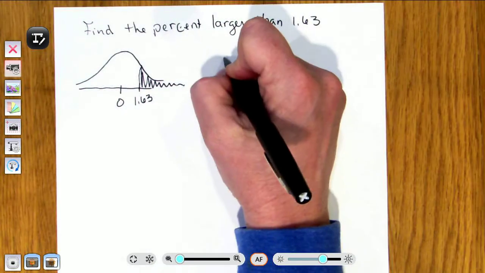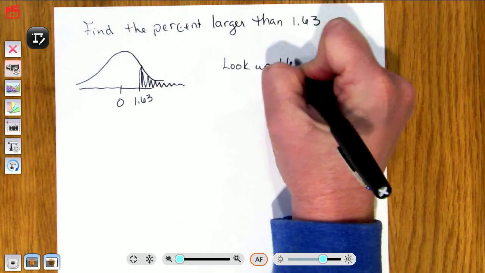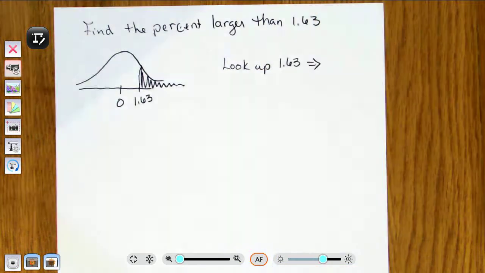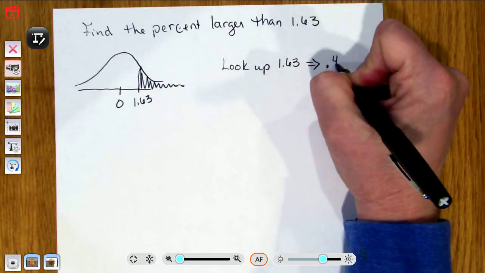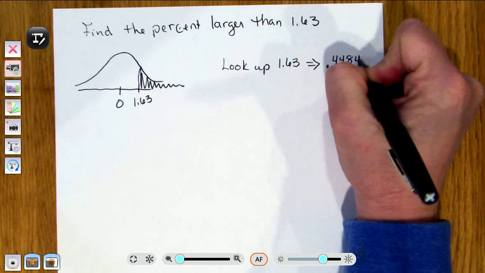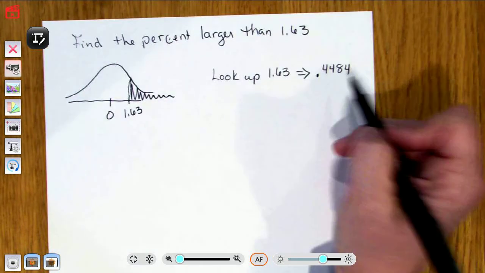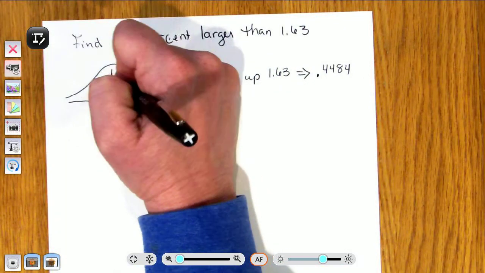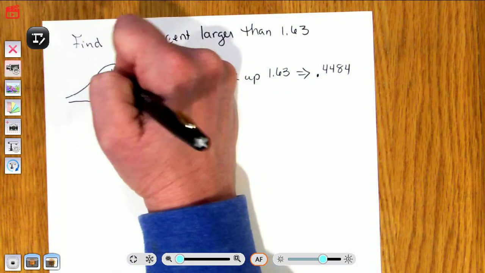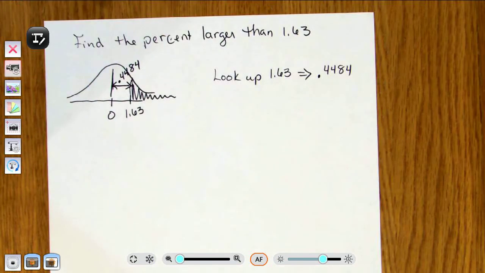So we are going to look up 1.63 on the table. That gives me 0.4484. All right, what am I supposed to do with that number? Well, 0.4484 is from the center to that point. So here's my 0.4484. It's not what I want.